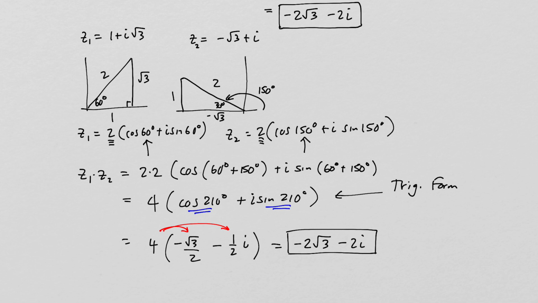And of course, the point is the answer that we got here using the trigonometric form is the same as the answer that we got up above here when we just did it all in standard form. So hopefully this problem makes you a believer that multiplying complex numbers in trigonometric form actually works.